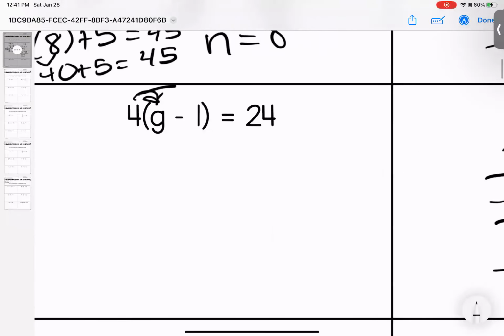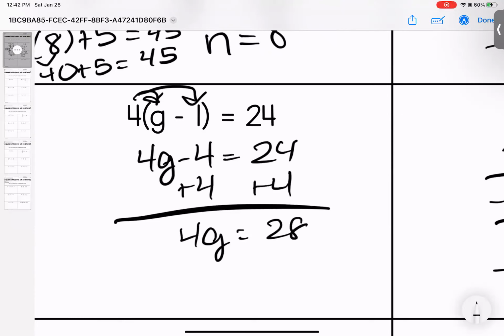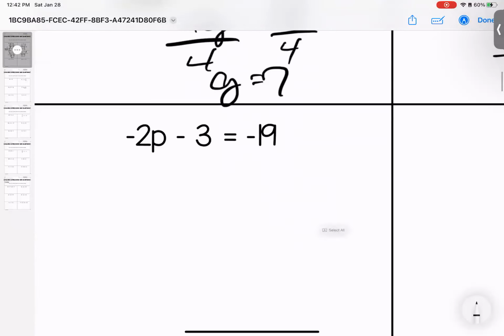Over here, I'm going to start with sharing out my 4. 4 times g is 4g. Minus 4, because 4 times negative 1 is negative 4, equals 24. I'm going to add 4 to both sides. I'm left with 4g is equal to 28. Divide both sides by 4. G is equal to 28 divided by 4, which gives me 7.